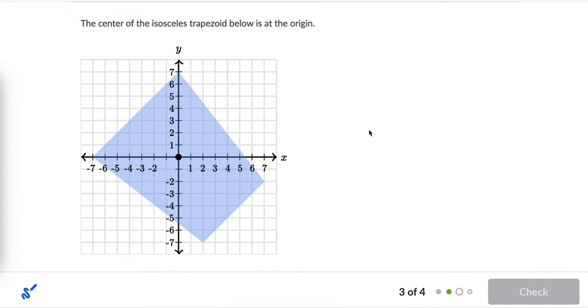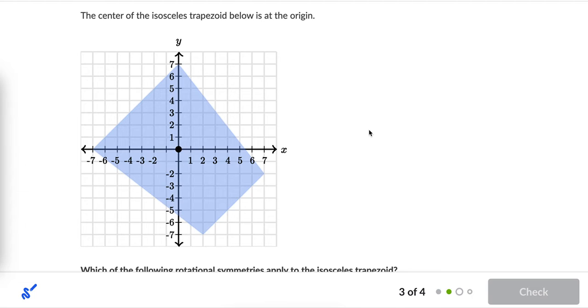And we'll do one more example, right? Here's the center of an isosceles trapezoid, right? Is at the origin, right? It's a trapezoid, right? So isosceles being two sides have equal measure, right? So this side is equal measure, but these two sides do not. It's because it's a trapezoid, not a rectangle, right? So which rotational symmetries will apply to this isosceles trapezoid, right?